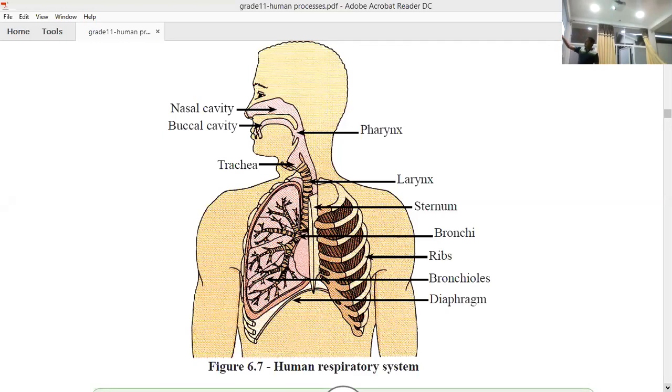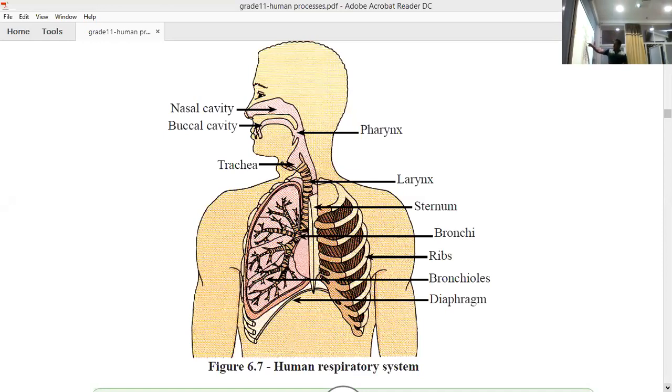Then from the pharynx, the air flows to the trachea. At the starting point of the trachea, the sound box is there, that is the larynx. Trachea is a windpipe. The larynx has vocal cords. When those vocal cords vibrate during exhalation, when we breathe out, the sound generates.